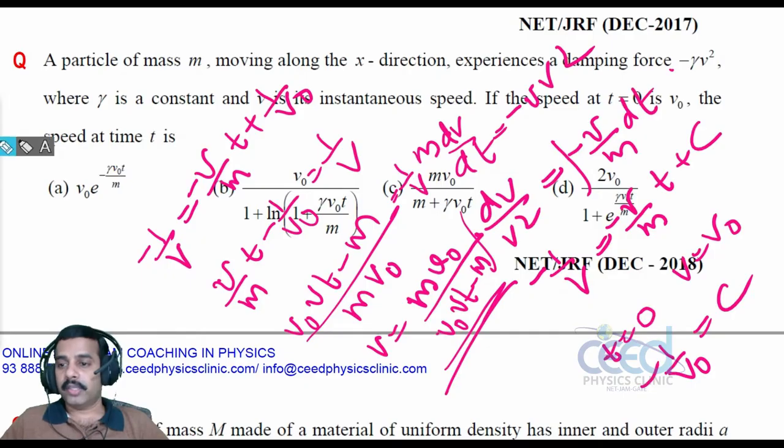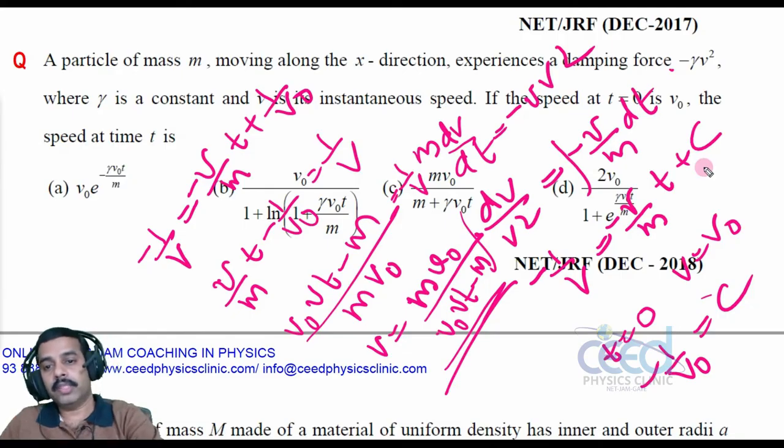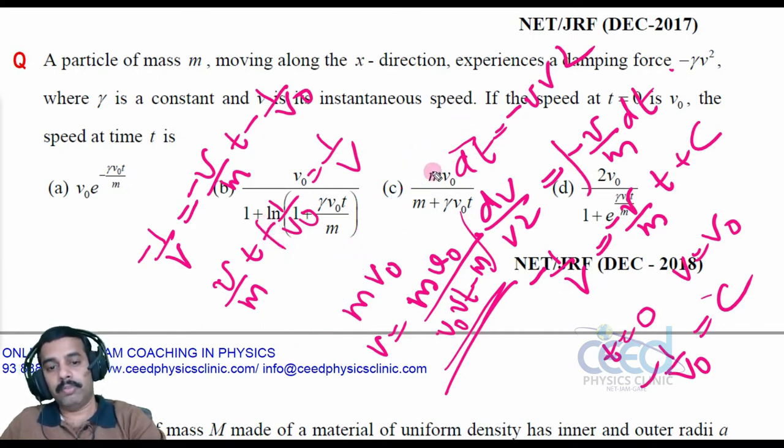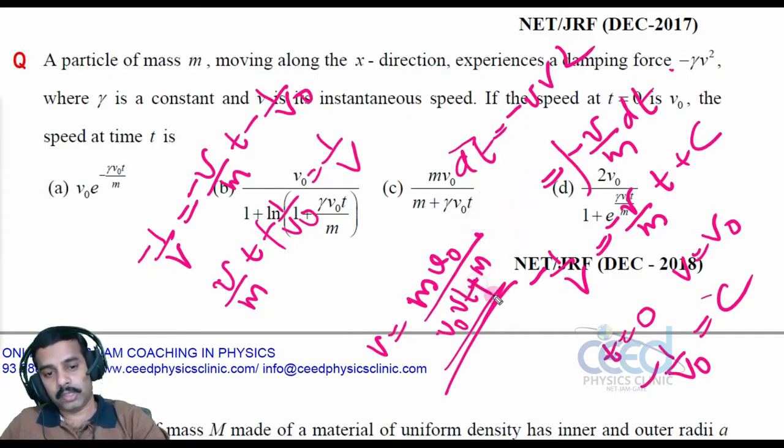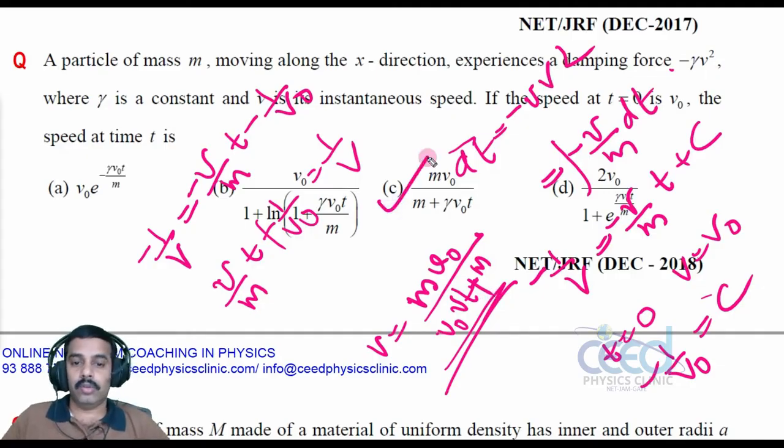So this is the option we have. But we made a slight mistake here. We got C as minus 1 by v0, right? So we have to write minus 1 by v0 here. So this becomes plus, right? So the answer will be plus. There is no minus here. So this will be plus. So which one is the option? Option C is correct, right? All right.